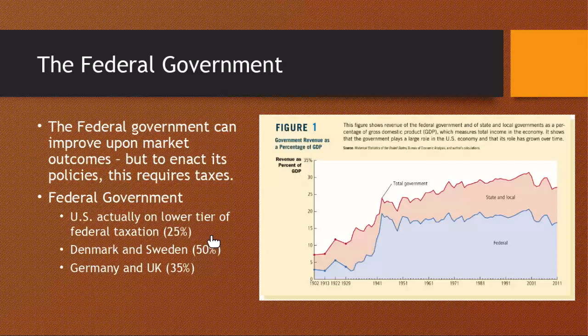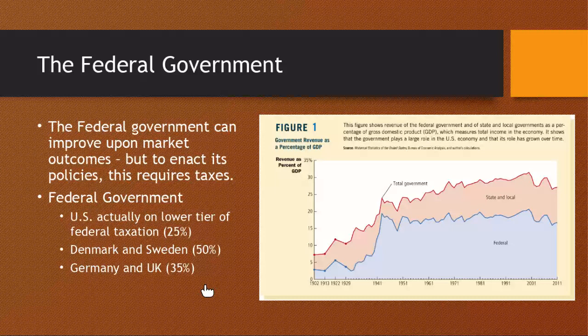In contrast, Denmark and Sweden are near 50%, and Germany and the UK are near 35%. So of the developed rich countries, the United States actually has a lower amount of taxation generally than the other countries listed here. And so let's look at the breakdown of American taxation.